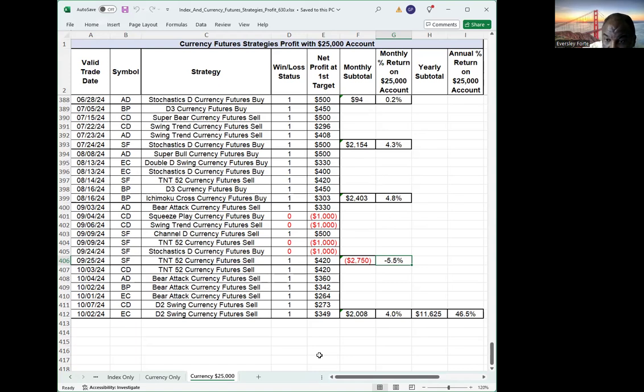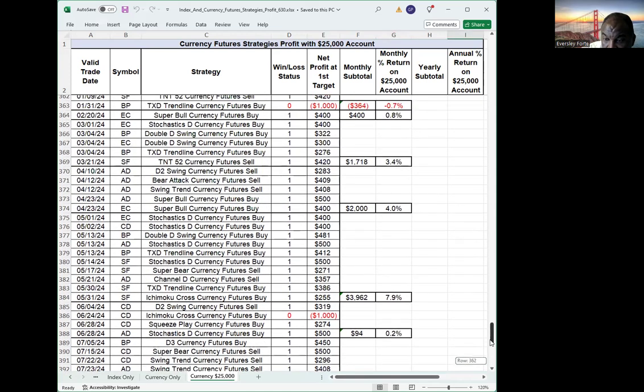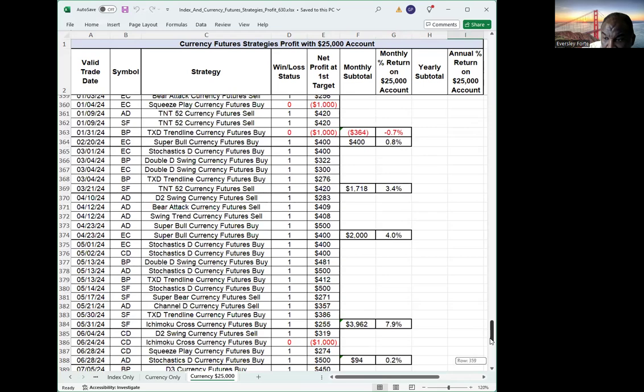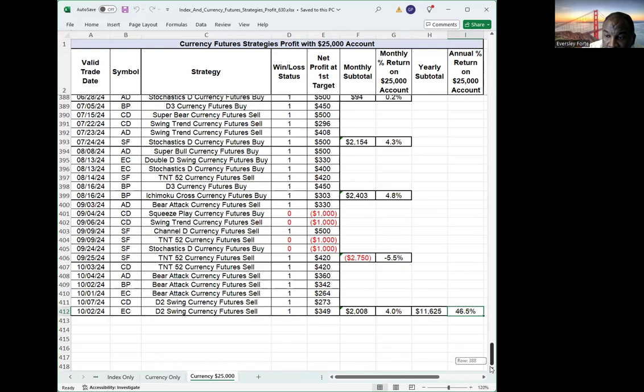The index futures are okay too, but they don't have as high a percent win rate as the currency futures. And they also require a lot more capital to trade. So for people starting out with smaller accounts, it's really good to be able to trade the full strategy without any limitations or hesitation. So that's why it works really, really well for the currency futures. And it's been the most consistent thing we've done.